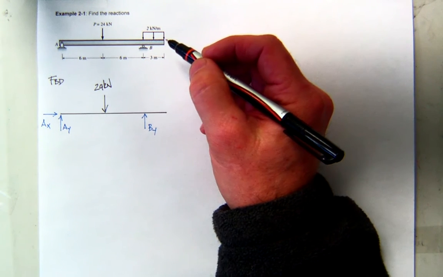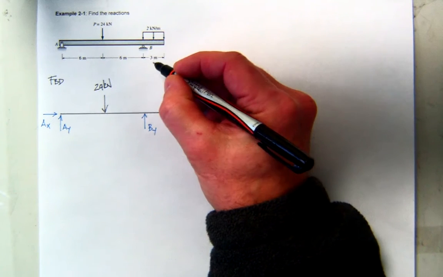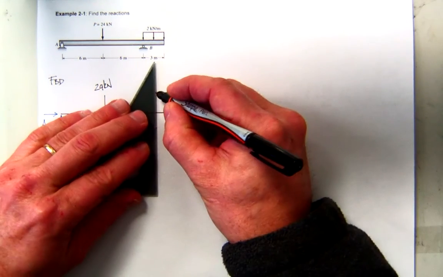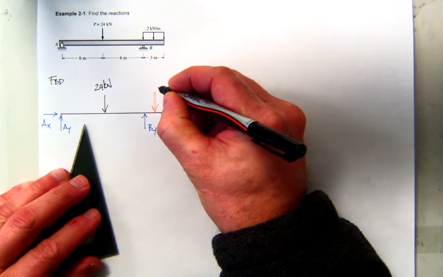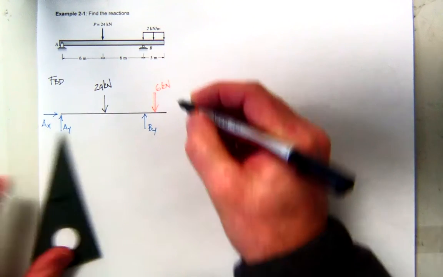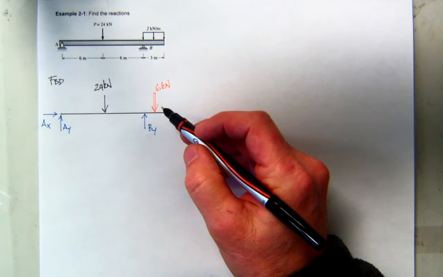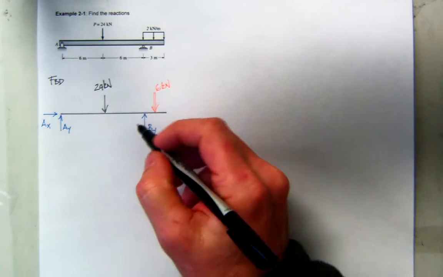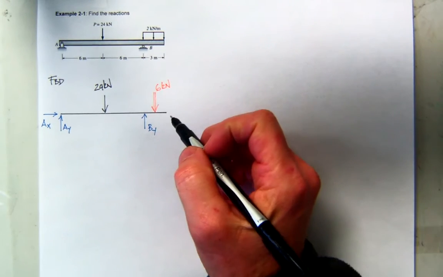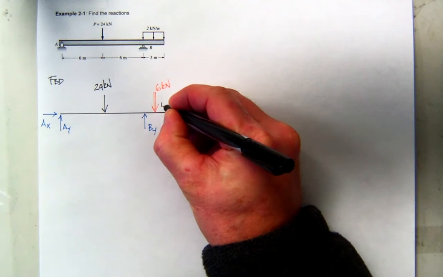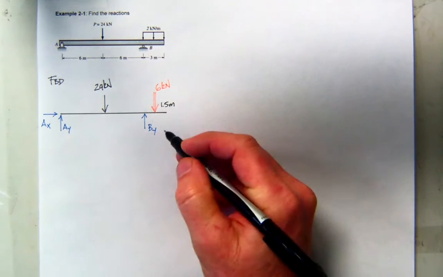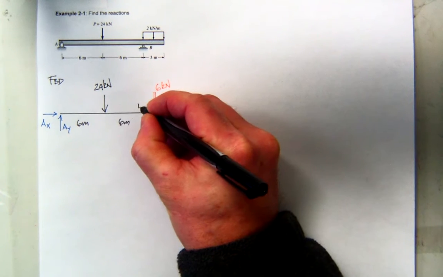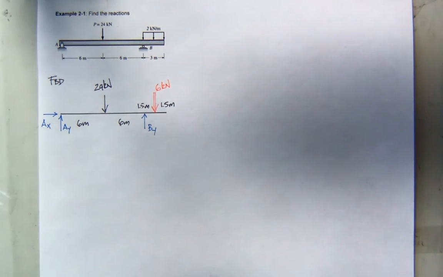Well, this is easy. It's a rectangle, right? Area of a rectangle is base times height. So that's 3 meters times 2 kilonewtons per meter. That's 6 kilonewtons. And I'll draw that with a double line. I'll try to do that throughout the course, indicating that that's not the real force. That's an equivalent force of this. And since it's going to act in the middle of 3 meters, that's 1.5 meters, and I'll just write that on the end here. So I've got 6 meters, 6 meters, and these little 1.5 meter segments.